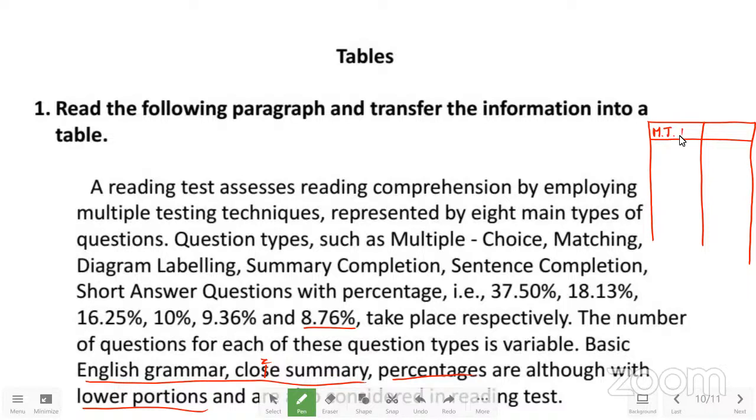Multiple testing techniques. And these are the percentages. Before that, you have to give a heading, children. Heading is a must. So here it is, reading comprehension by employing multiple testing techniques. You can give that, and under that first is multiple choice. I'm using abbreviation, children, but you write the whole thing, multiple choice, and the percentage is 37.50.